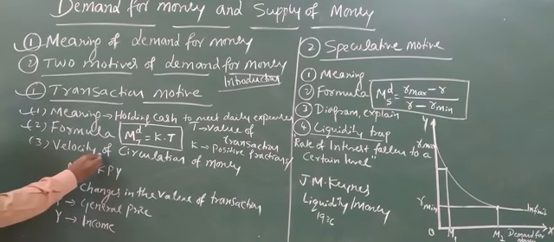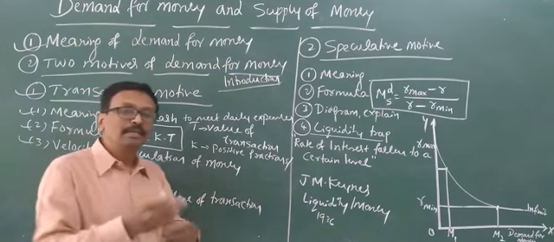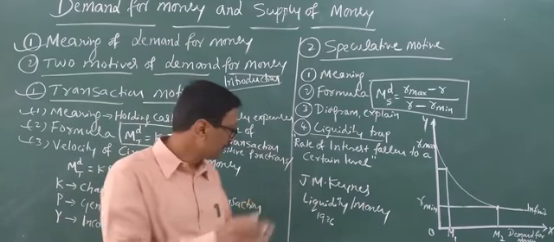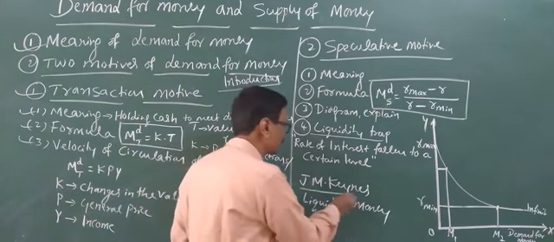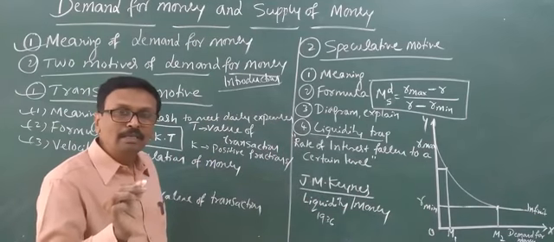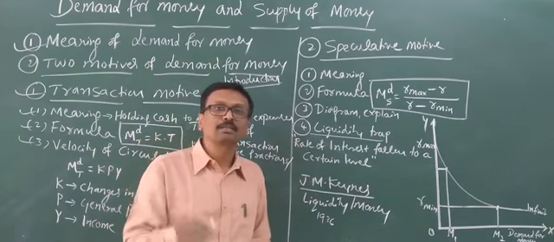Then the velocity of circulation, the flow of money. How can it be? Day-to-day expenditure of money goes from one hand to another. According to John Maynard Keynes, any one person's expenditure is the income of another person.